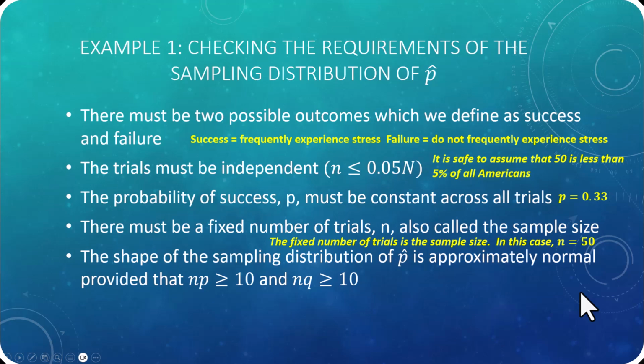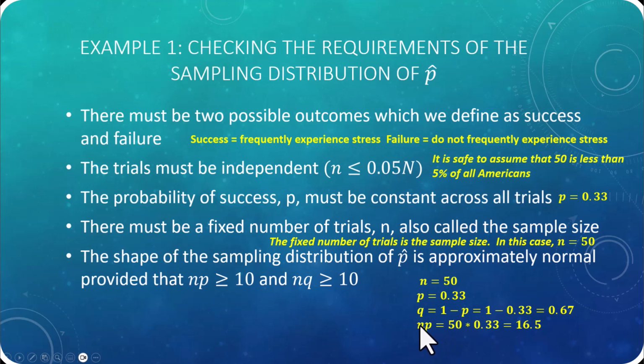Next, we require that the shape of the sampling distribution can be normal if and only if we have at least 10 successes and 10 failures. So remember, the way we calculate the number of successes is the sample size times the probability of success, and the way we calculate the number of failures is the sample size times the probability of failure. So N is 50, right? We have 50 students. The proportion or the probability of success, meaning the probability that they experience stress on a regular basis, is 0.33. The probability that they do not is 100% minus 33%, which is 0.67.